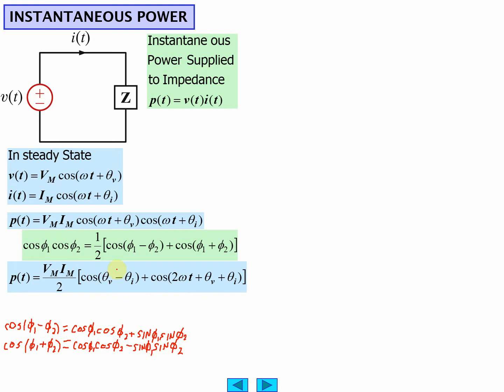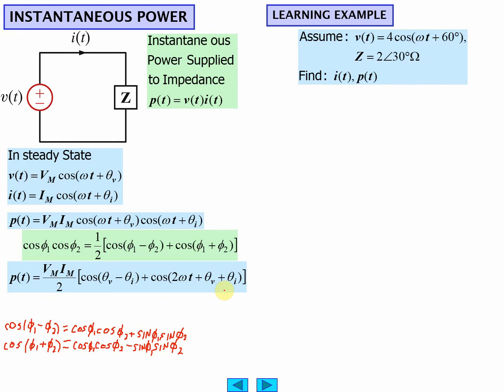Applying this trig identity, we get cosine of the difference of the phase angles as a multiplying factor, and then cosine of twice the frequency plus a new phase angle. So if you have this expression for voltage and the impedance, you want to find the current and the power. Voltage here is going to equal 4 angle 60, in the phasor notation. So we can get the current, which is going to be V over Z, given by this.